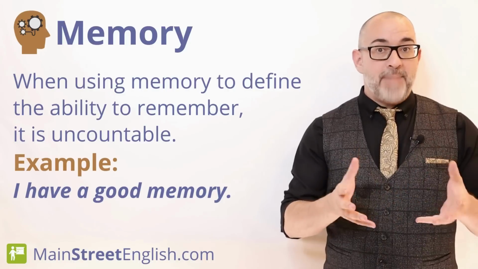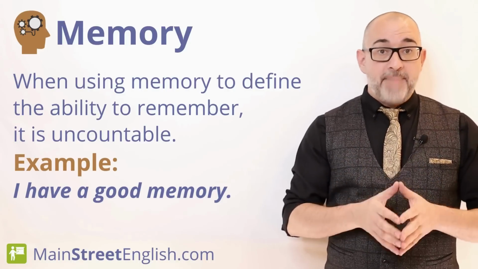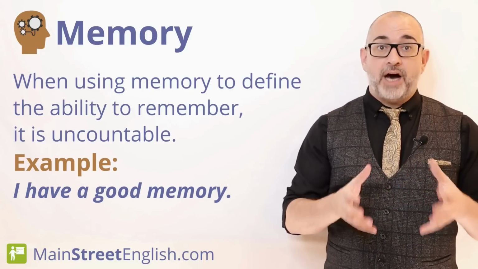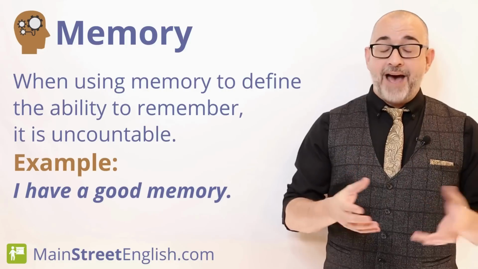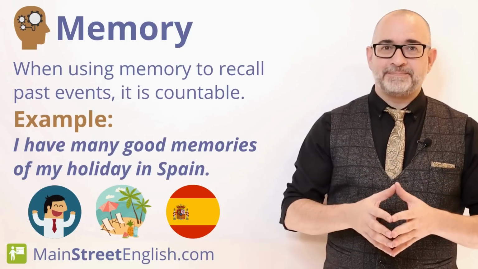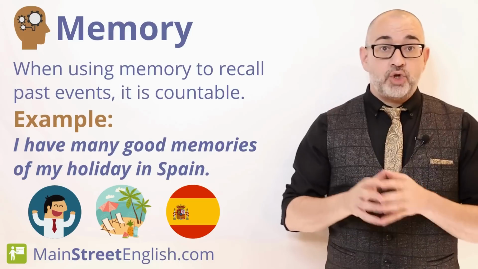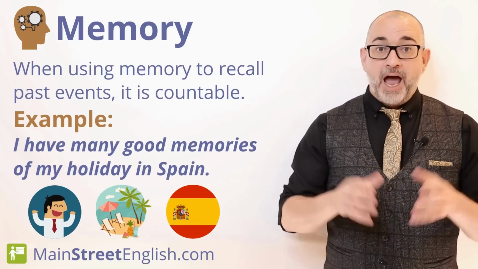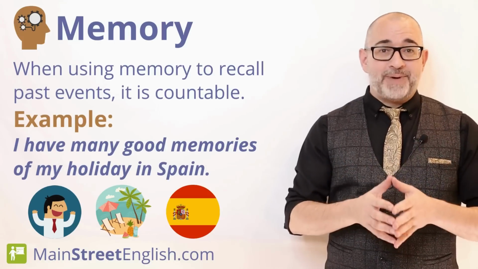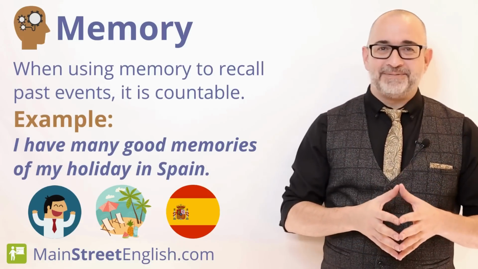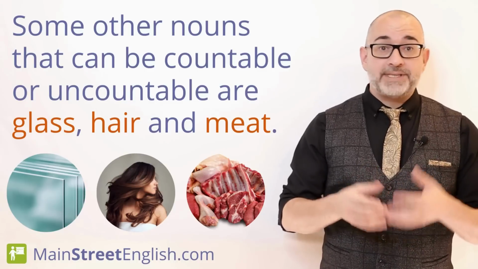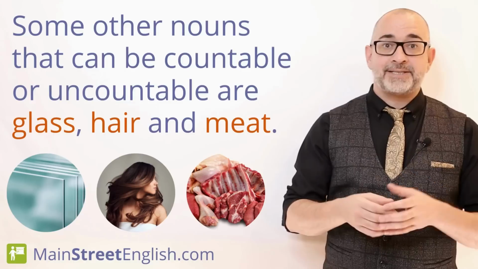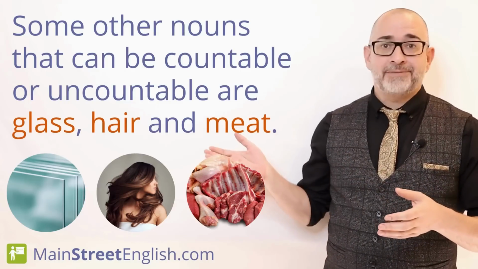Last example, memory. When using memory to define the ability to remember, it is uncountable. I have a good memory. When using memory to recall past events, it is countable. I have many good memories of my holiday in Spain. Some other nouns that can be countable or uncountable are glass, hair, and meat.